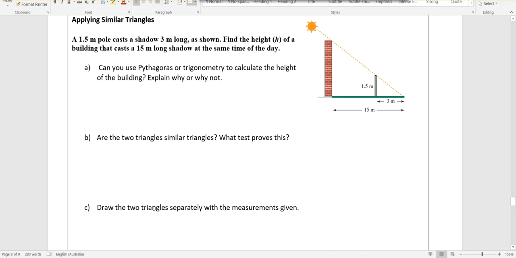Now we've done C already. We've drawn the triangles separately. Now, are the two triangles similar triangles? What test proves this? So these two triangles are similar triangles because they both share the same angle down here, and they also have the same angles everywhere else.